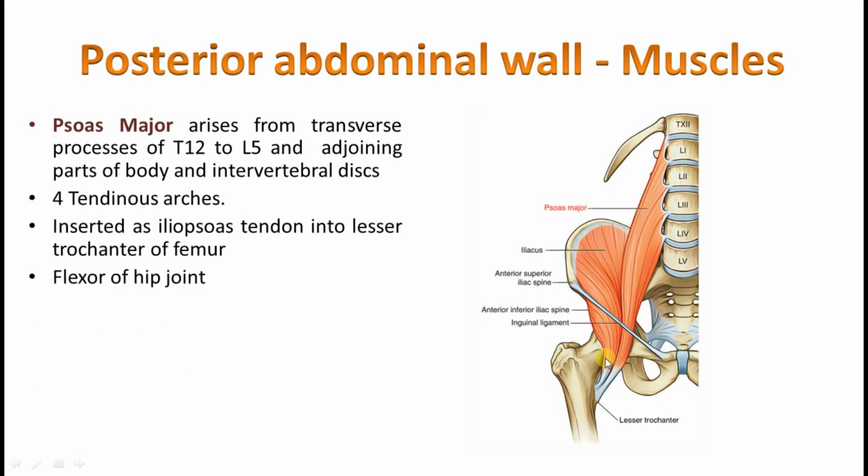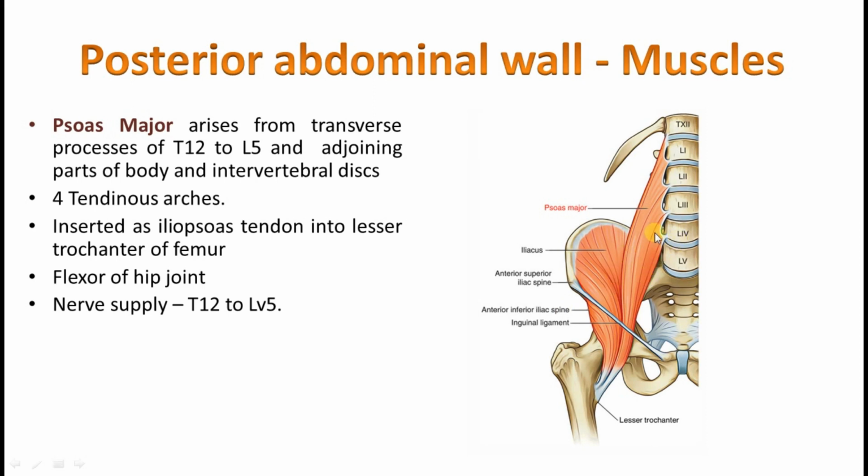The iliopsoas muscle is mainly the chief flexor of the thigh or the hip joint when acting from above. When the muscle contracts from above, it flexes your hip. When acting from below, it is mainly responsible for flexion of the trunk, bending ventrally. Nerve supply is from the 12th thoracic to all 5 lumbar nerves. That is the nerve supply of the psoas major muscle.